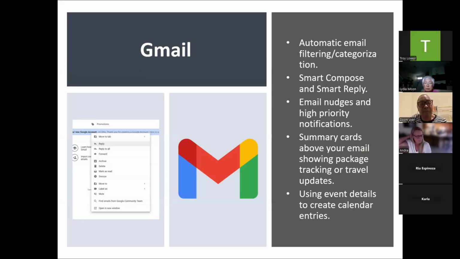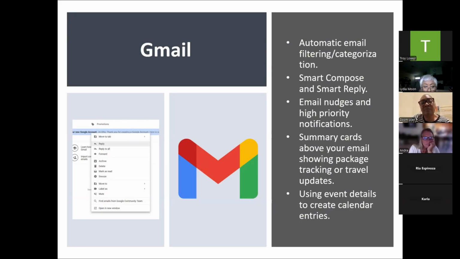Gmail, you have your automatic email filtering and categorization. You can use Smart Compose and Smart Reply, so that would help you actually reply to an email or compose an email. You can send email nudges and high priority notifications. So maybe someone hasn't responded back to your email. You can send them a nudge. Basically, it's kind of like a reminder, hey, I sent you this email.